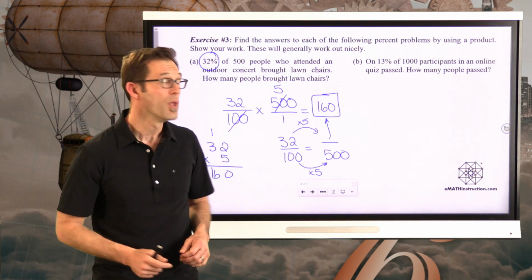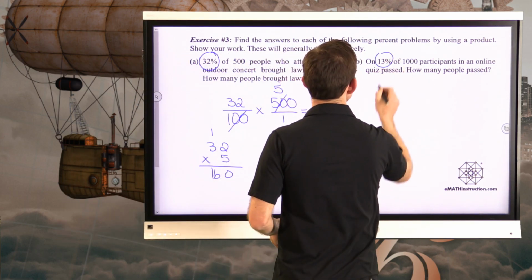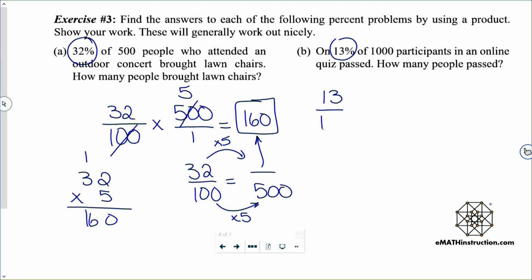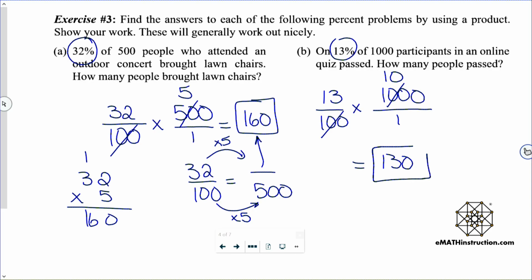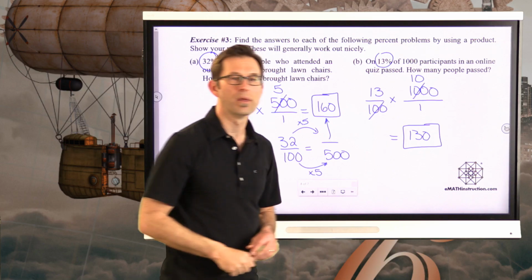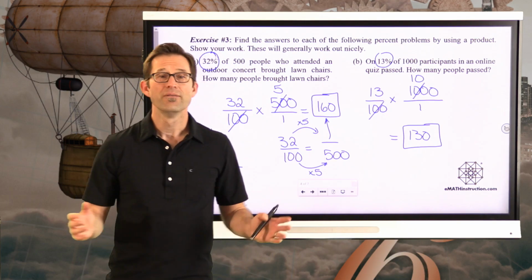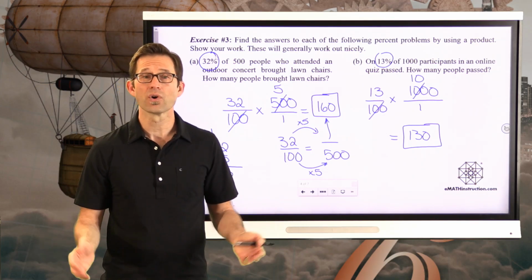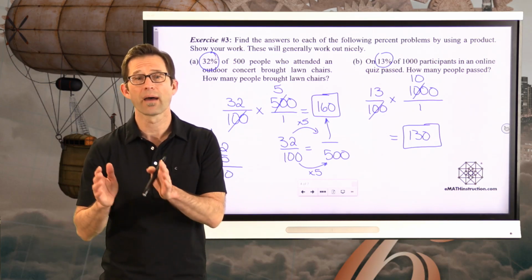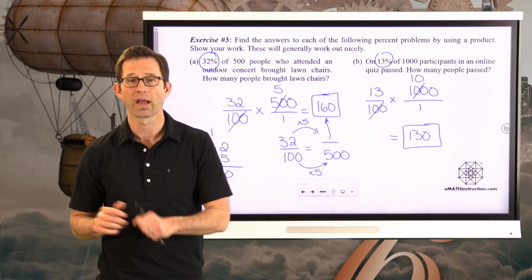All right, let's do it. So again, 13% tells us the fraction was 13 100ths. We want to multiply that by the 1,000 people who took the quiz. Again, if you like the 1,000 over 1, do so. 100 divides into 1,000 10 times. 13 times 10 is 130. So 130 people passed. Very, very easy. Finding the percent of a total means multiplying by that percent ratio or percent fraction.